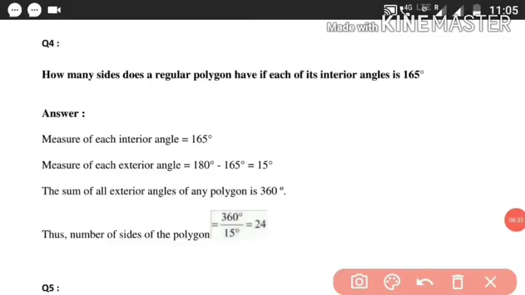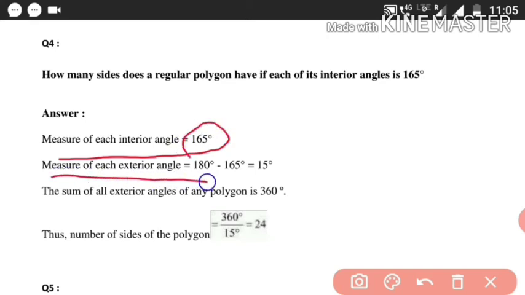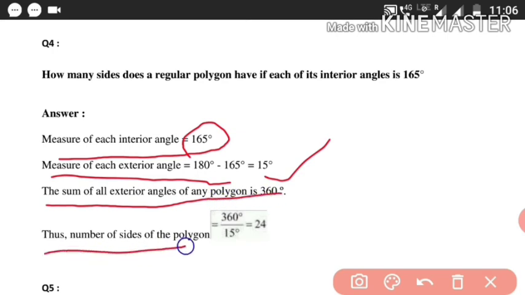So here is the solution. What is given? The interior angle is 165 degrees, isn't it? So the measure of each exterior angle will be 180 minus 165, which is 15 degrees. Now each exterior angle is 15 degrees and you have to find the number of sides. We know the sum of all exterior angles of any polygon is 360 degrees. So the number of sides is 360 divided by 15, which is 24. So what is your answer? 24 is the number of sides.